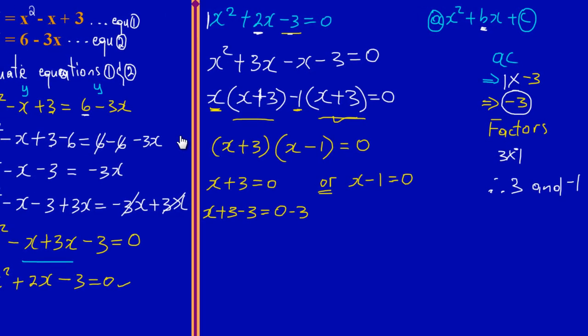What you do to one side, you must do to the other side. So a negative 3 will cancel out with a positive 3, and we're left with x must be equal to 0 minus 3. We know that is a negative 3.